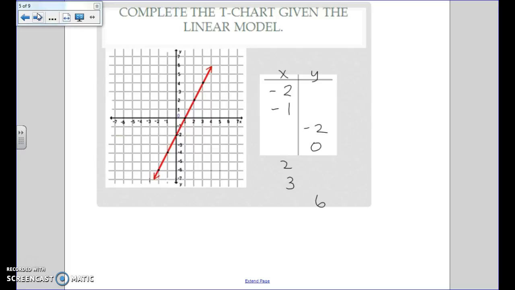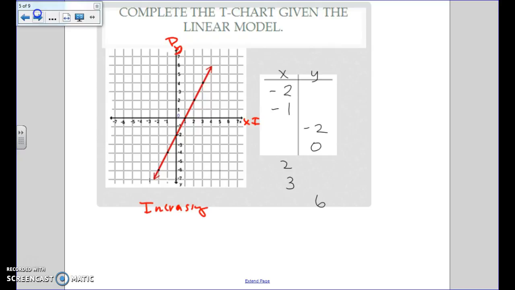Let's take a look at this next one here. And again, we have an increasing model. This guy is the dependent. This guy is the independent. Okay, x and y. Sorry, I got those backwards. Independent and dependent. Okay, x is independent and y is dependent, because y depends on what x is.